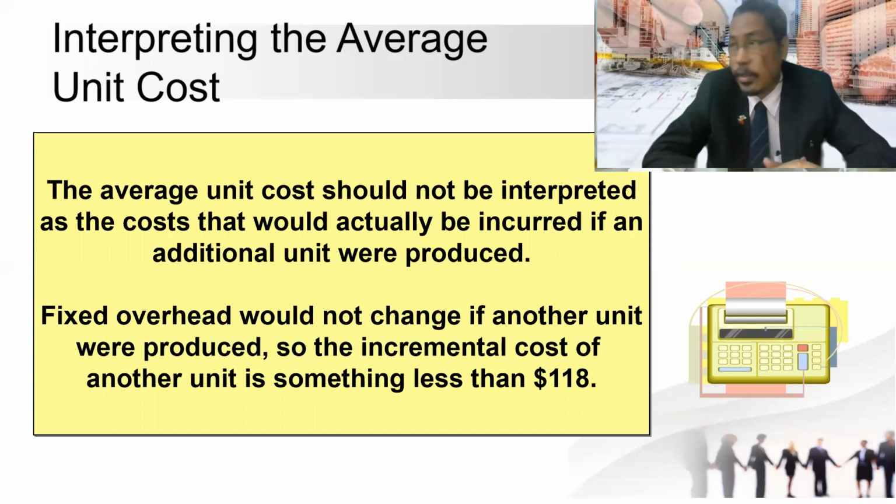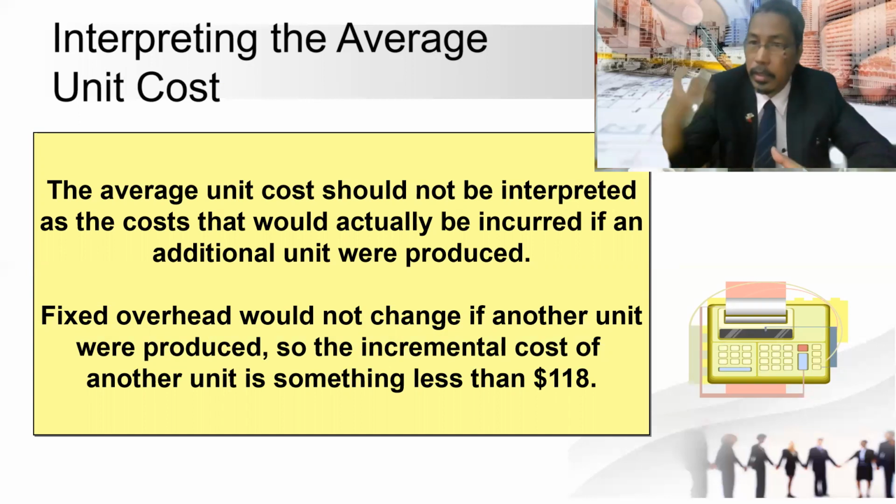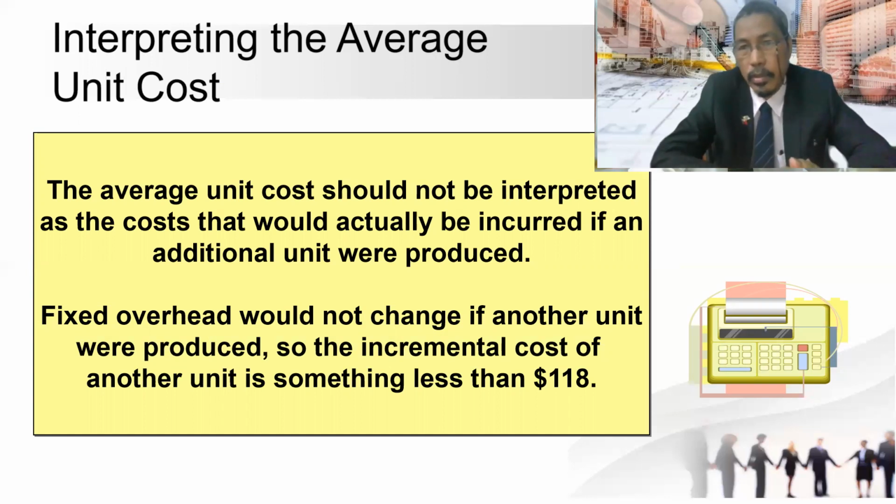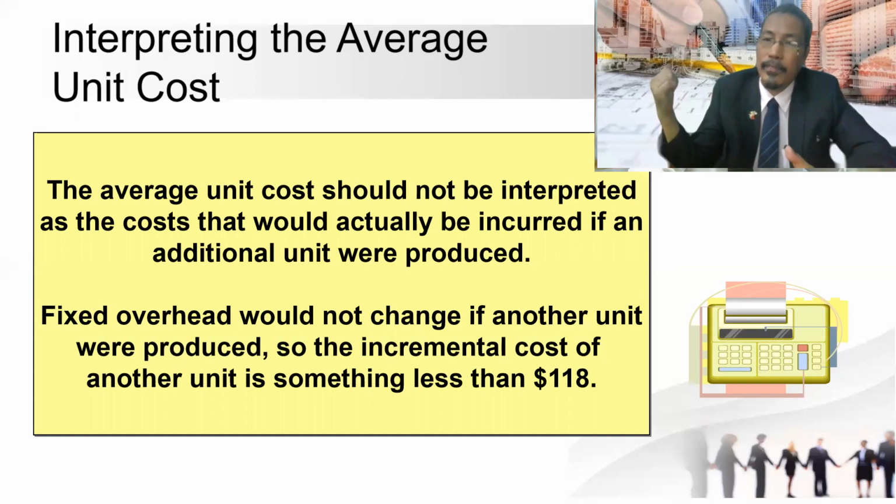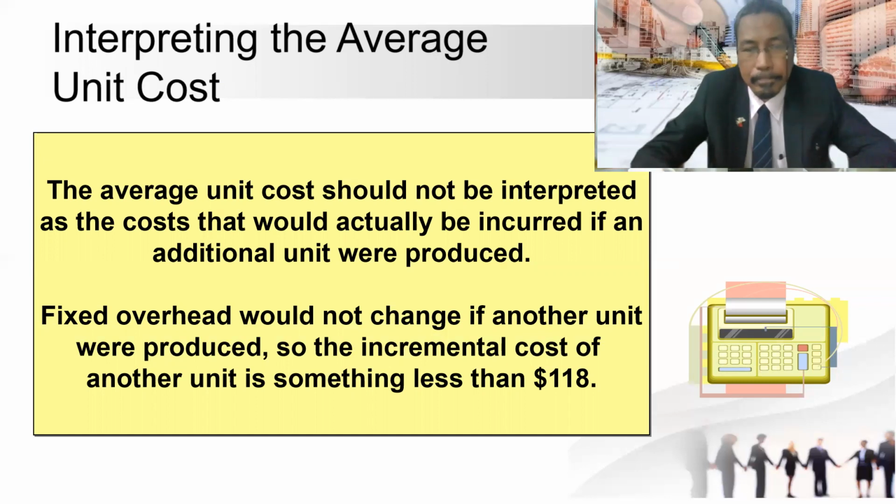Okay? Because, for example, the overhead is what? Air conditioning. If we produce more, the cost of air conditioning will become lower because that is divided into number of units of product. Okay? As you produce more products, the contribution of aircon to one single product becomes smaller. Fixed overhead would not change if another unit were produced.